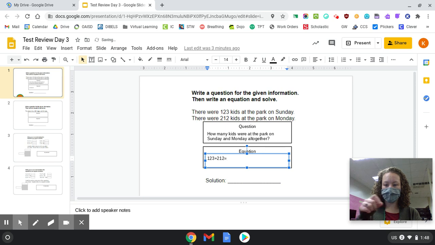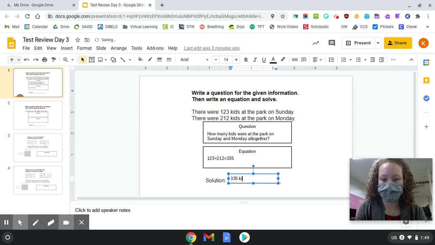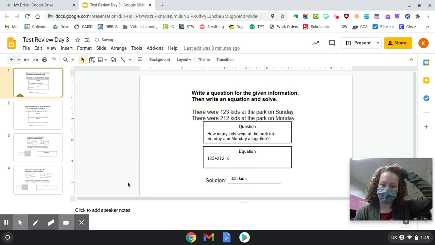For this part, you will probably need paper and pencil to figure it out. I have already solved it, and I got 335. Then my solution goes down here as well, 335 kids. The question was how many kids, so my label is kids. Up here on your equation, you could also just use a variable. 123 plus 212 equals K. K for kids. And then your answer can go down here where it says solution.